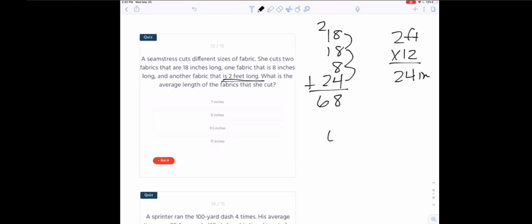Now I'm going to divide by however many there are, and there are 4. So 4 goes into 6 one time. 4 times 1 is 4, 6 minus 4 is 2. Bring down the 8. 4 goes into 28 7 times. 4 times 7 is 28. 28 minus 28 is 0. So my answer is 17 inches.